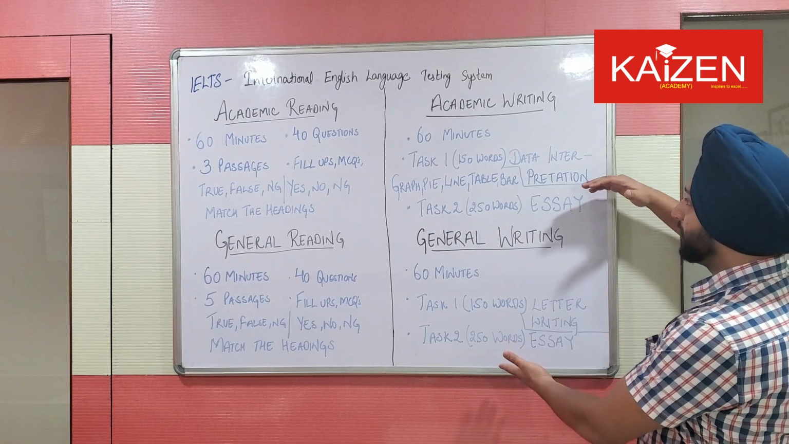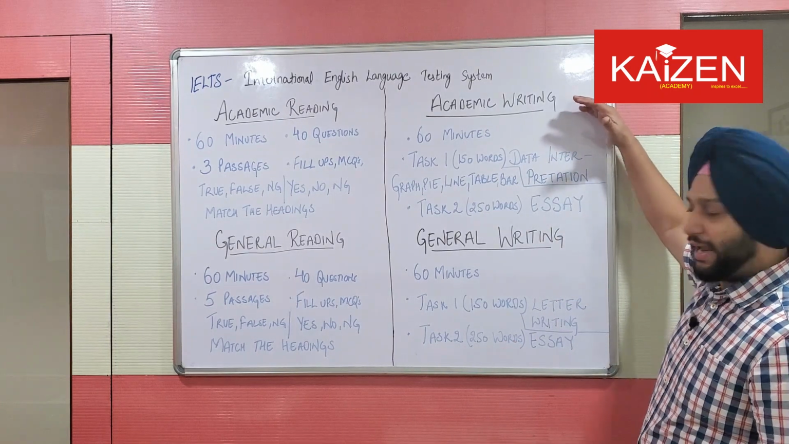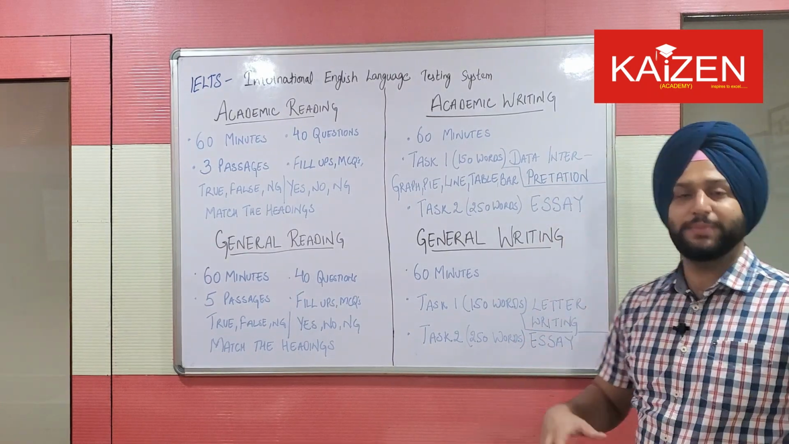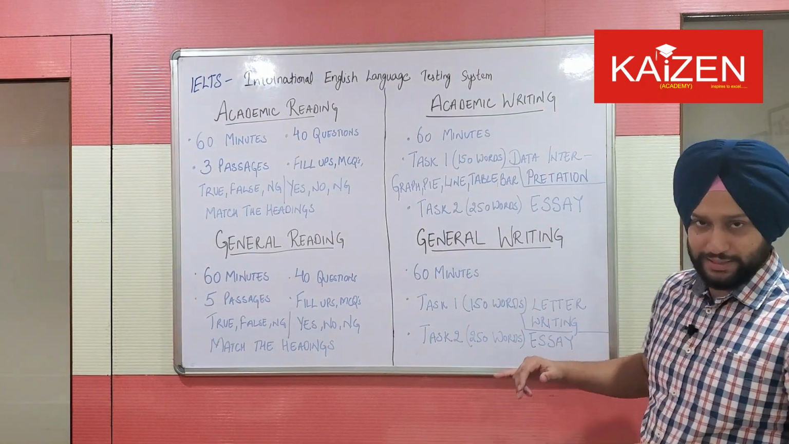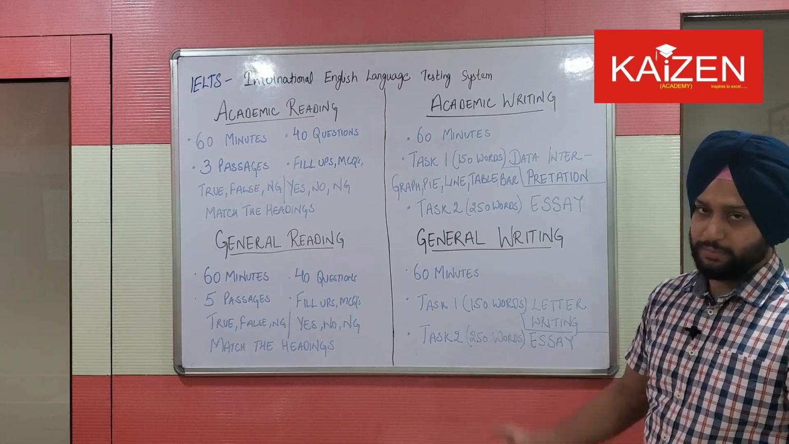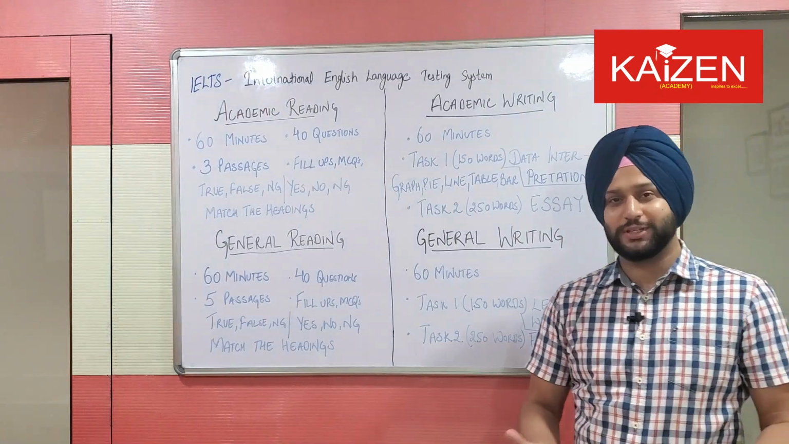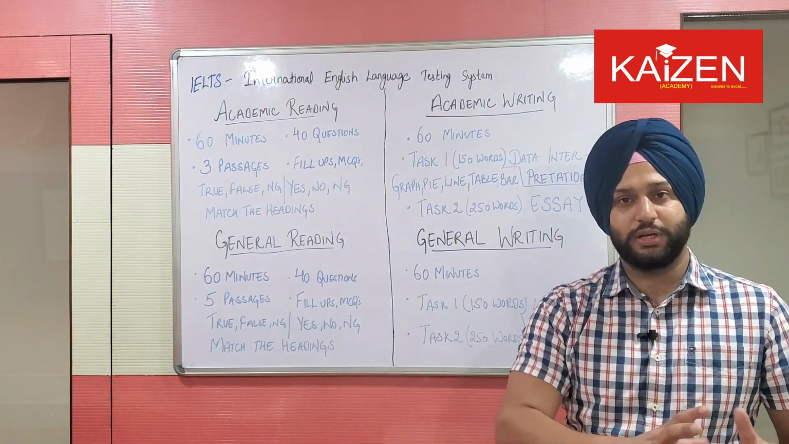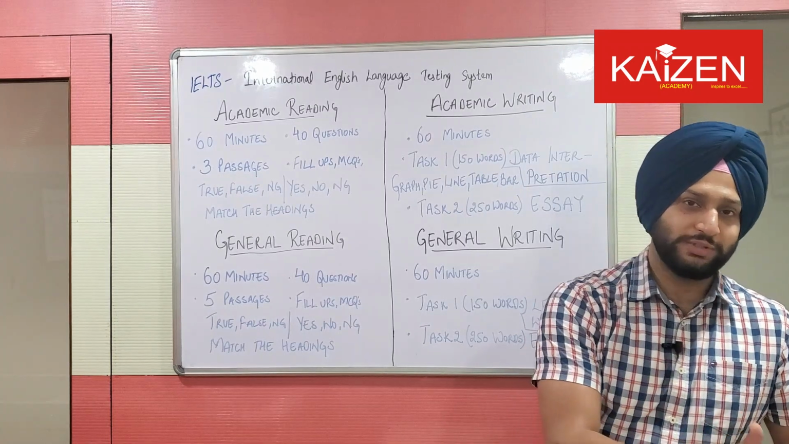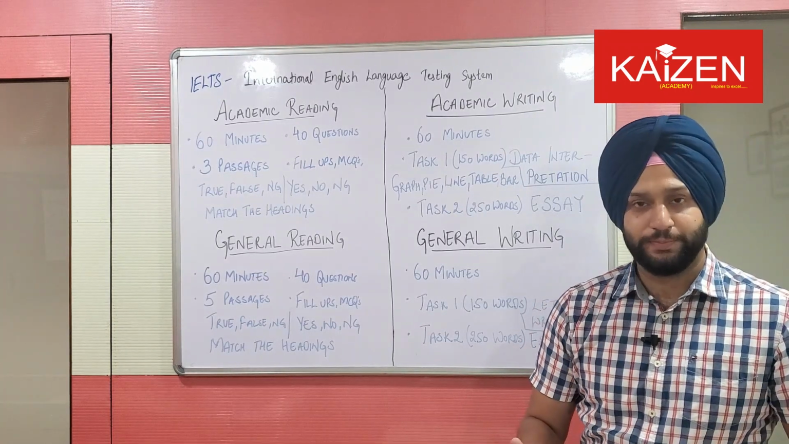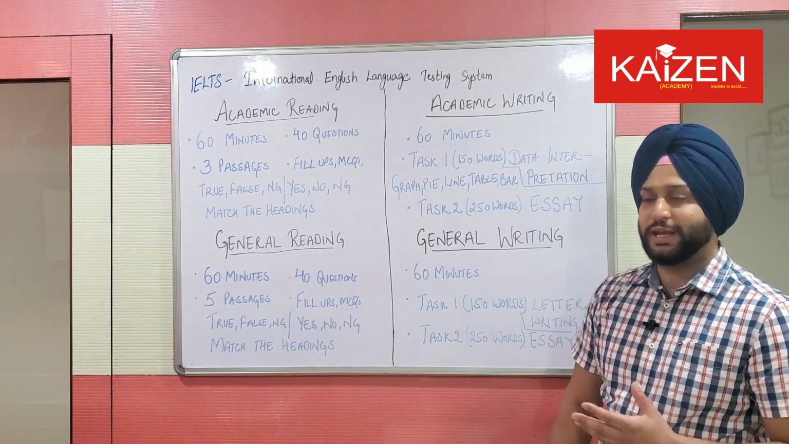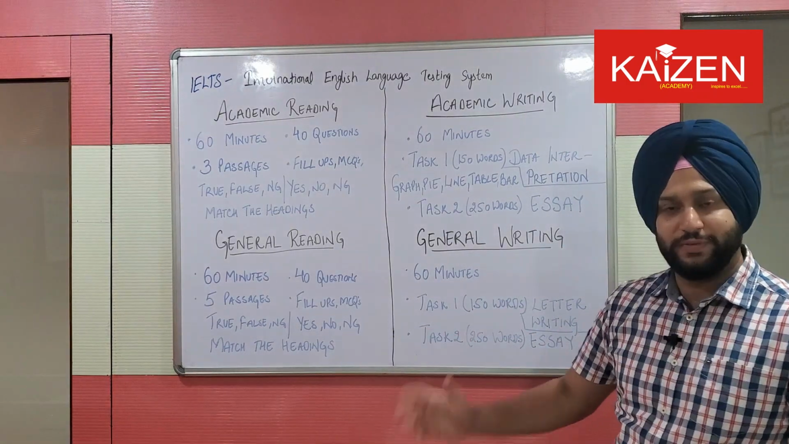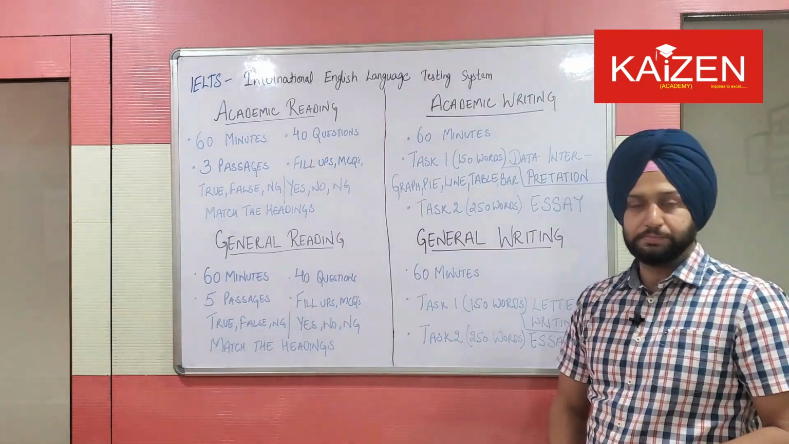Task 2 for both academic writing and general writing remains the same. That is, you have to write an essay, word limit minimum 250 words or above 250 words again, and the ideal word range should be between 270 to 290 words, right? And you have to spend 40 minutes on task 2. Again, task 2 carries more weightage than task 1.